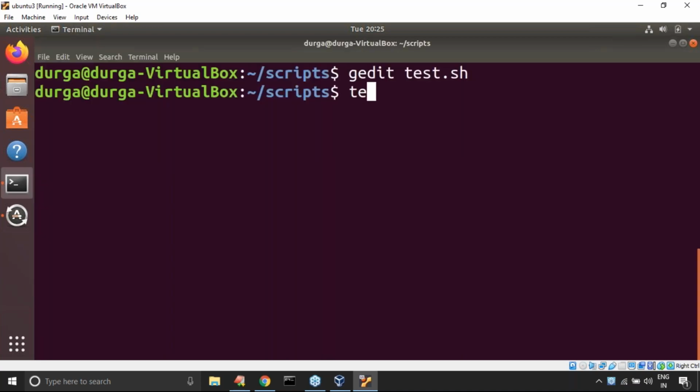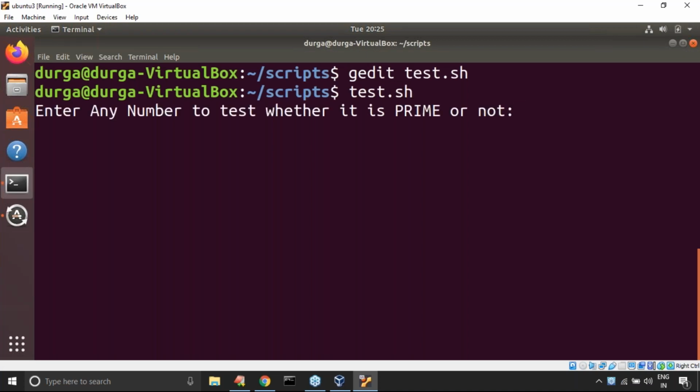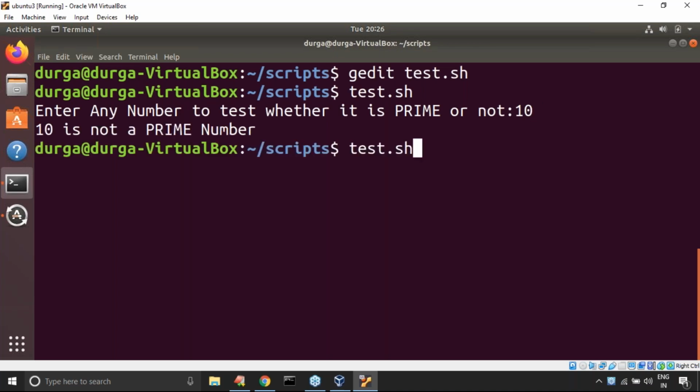Okay, now observe test.sh. Enter any number to test whether it is prime or not. Sir, here I'm taking 10. Is 10 a prime number or not? No, 10 is not a prime number. What is the answer we are getting? 10 is not a prime number.